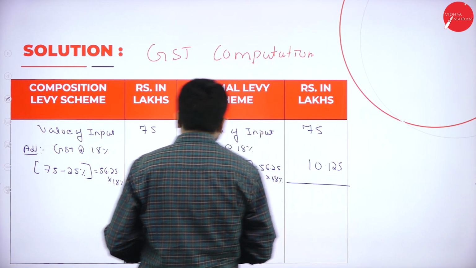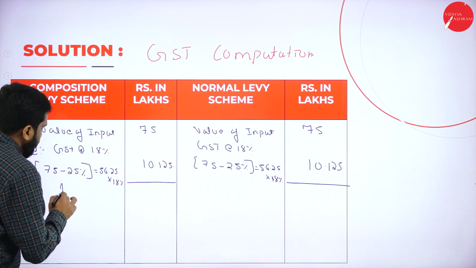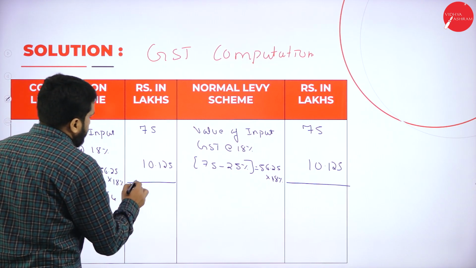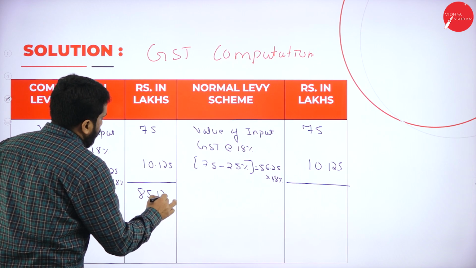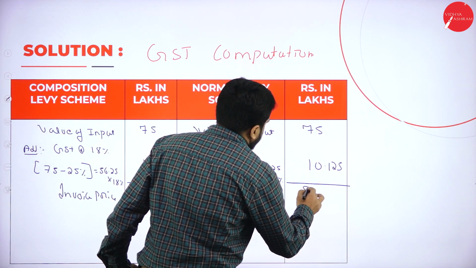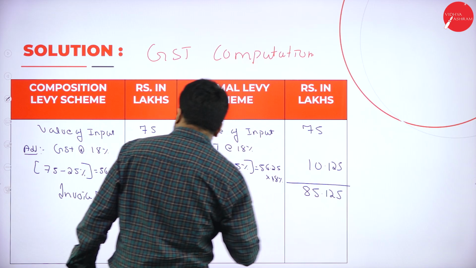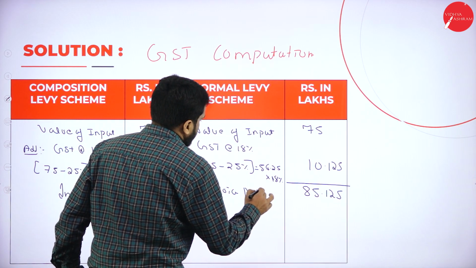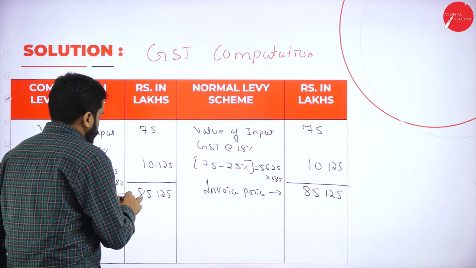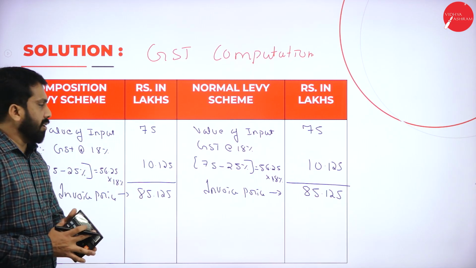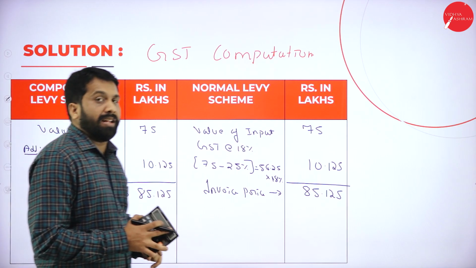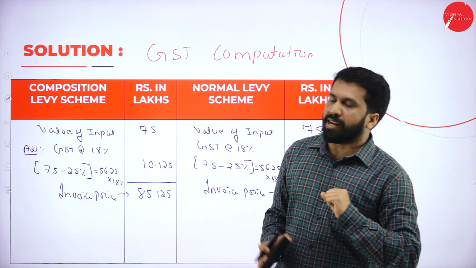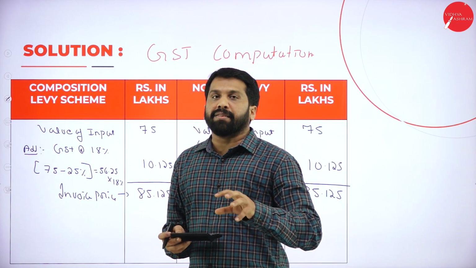So what is your invoice price? Your invoice price is 85.125. I'll write it as invoice price. Hope up to this you are clear. So it was value of input. Value of input we converted to invoice price. Now up to this we are done. Then our actual calculation starts.